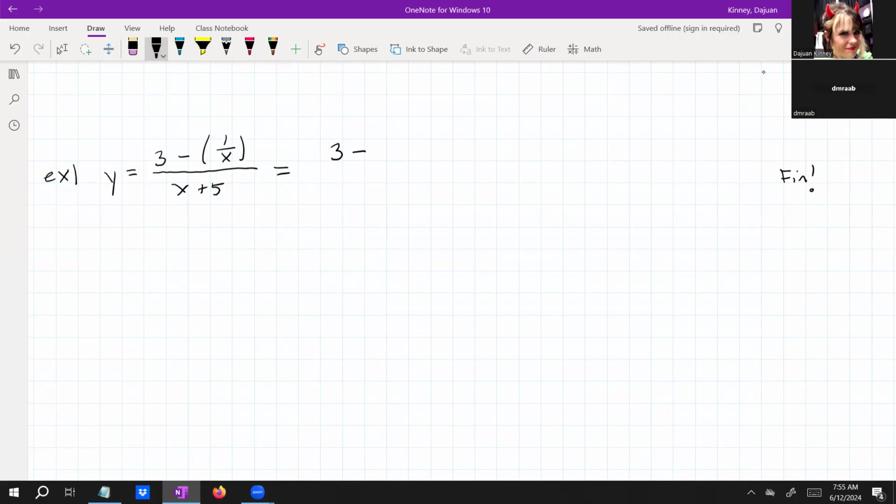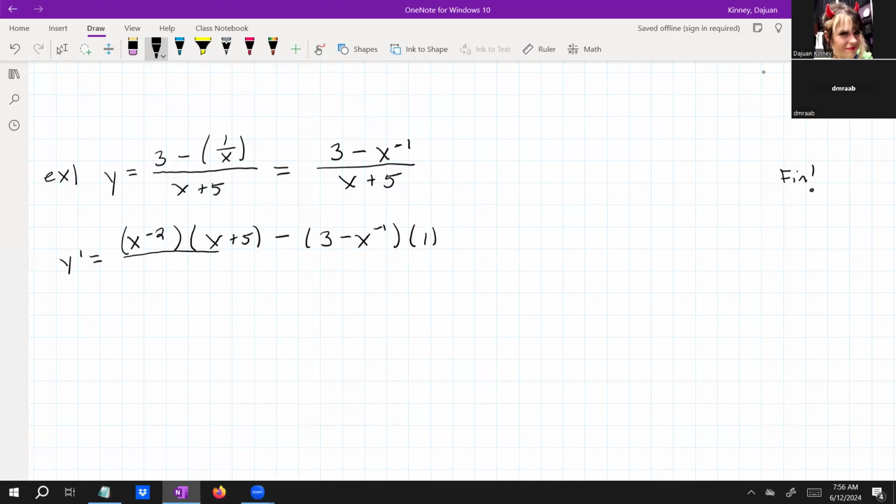All right, so 1 over x is like saying x to the negative 1, all over x plus 5. All right, the derivative of the top, negative x to the negative 1, turns into positive x to the negative 2, times the bottom, minus the top times the derivative of the bottom, which is just 1, all over the bottom squared.